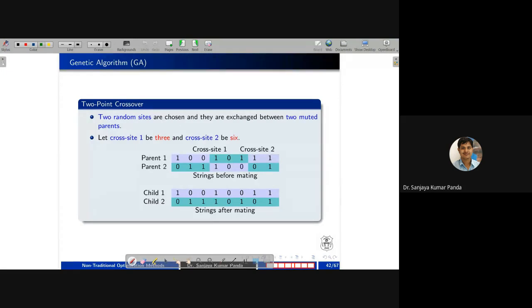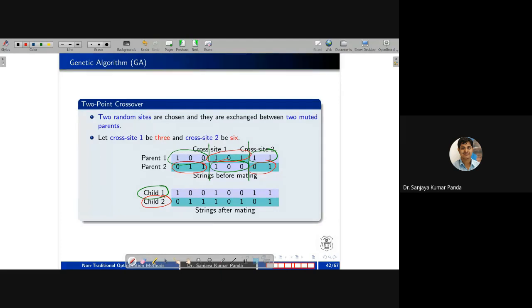Right here, 2 point means it is 2 points you will take. One is called cross site 1, another is called cross site 2. So in order to generate child 1, you will take the first part of parent 1, the second part of parent 2, and the third part of parent 1. Similarly, in order to generate child 2, you will take the first part of parent 2, the second part of parent 1, and the third part of parent 2. This is an example of 2 point crossover.